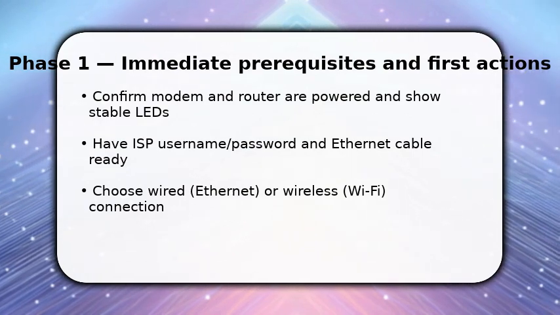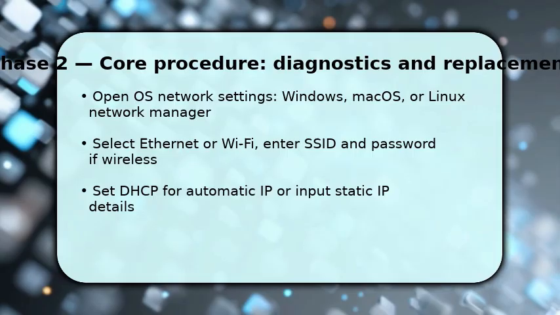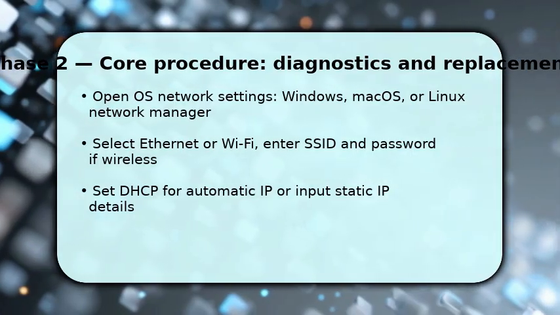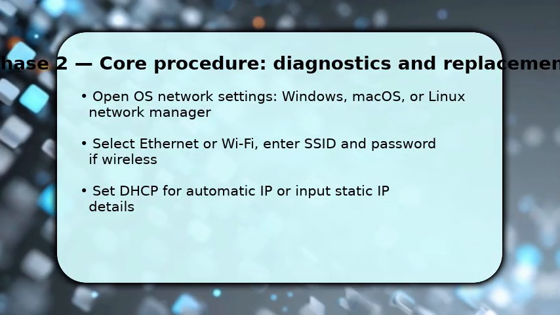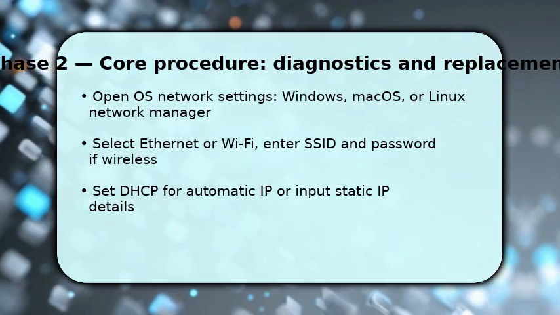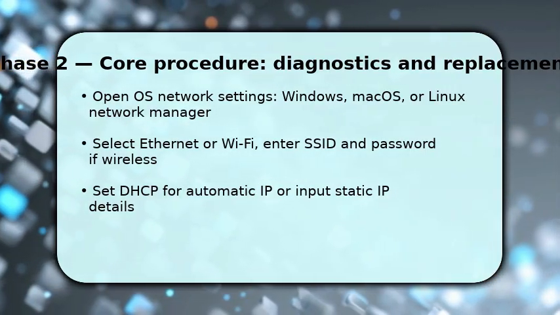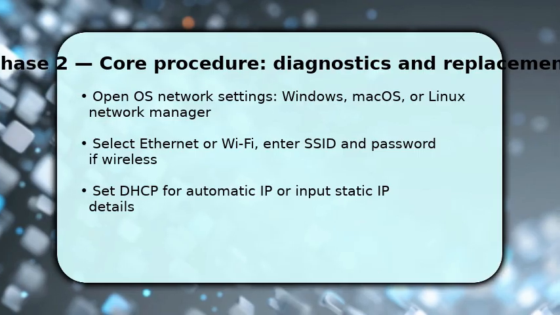Now you configure the computer. You open your system network settings, Windows settings, Mac OS network, or your Linux network manager, and pick Ethernet or Wi-Fi. If wireless, select the SSID and enter the router password. If wired, check link speed and adapter status.